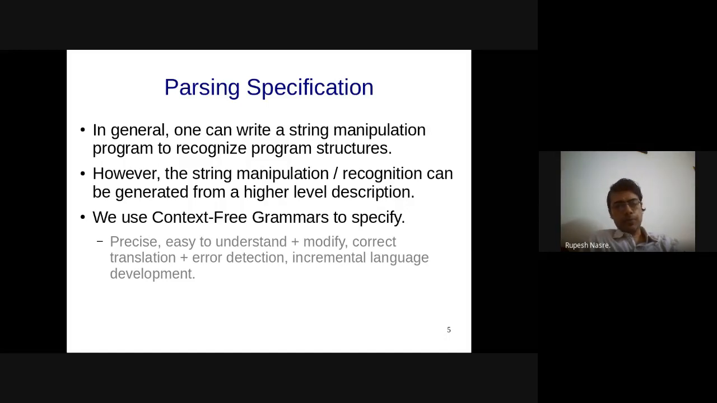So what we would prefer to do is to specify a context-free grammar corresponding to this, because our life becomes easy. Context-free grammars are well understood, right? And if we can specify that, then the specification becomes much simpler and much easier to understand than a string manipulation program. In a string manipulation program, your specification and the action will get merged, whereas here we can keep the grammar separate and the action separate. So it is first of all precise, easier to understand as well as maintain.